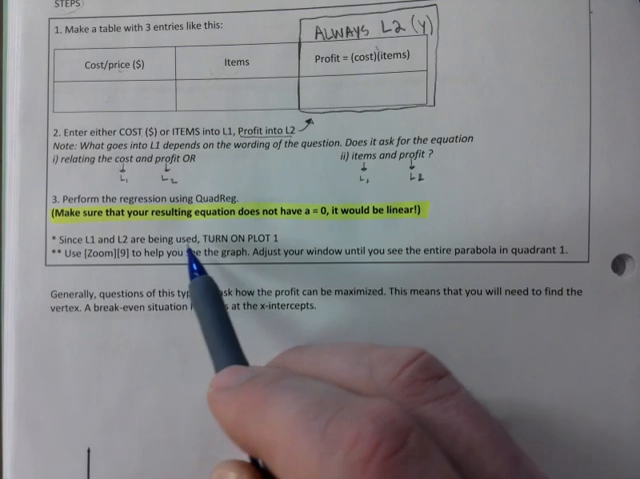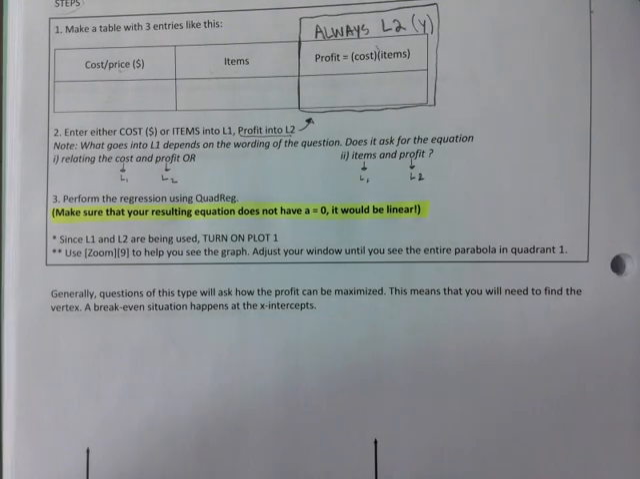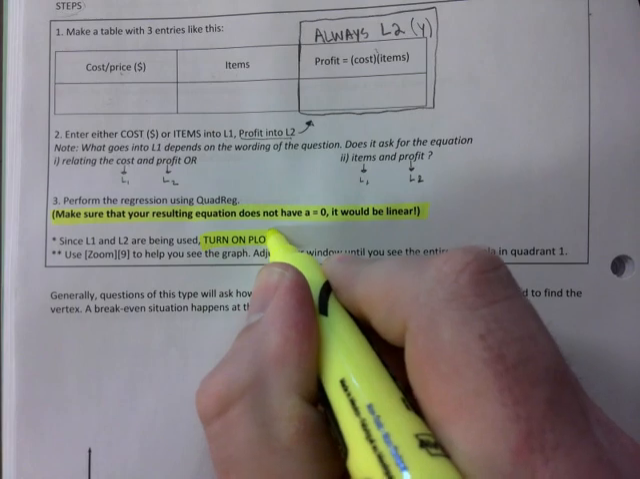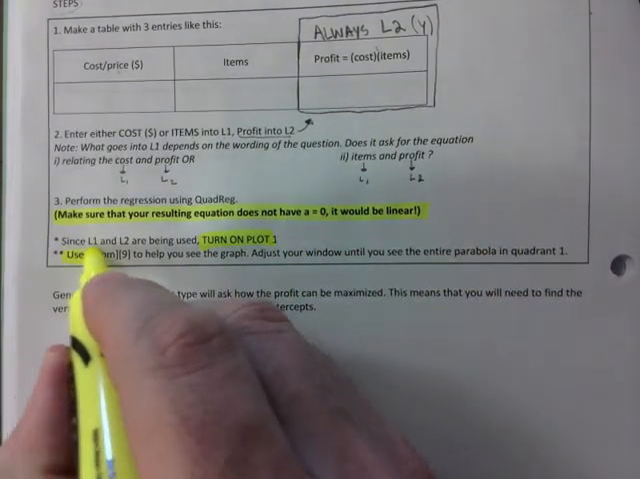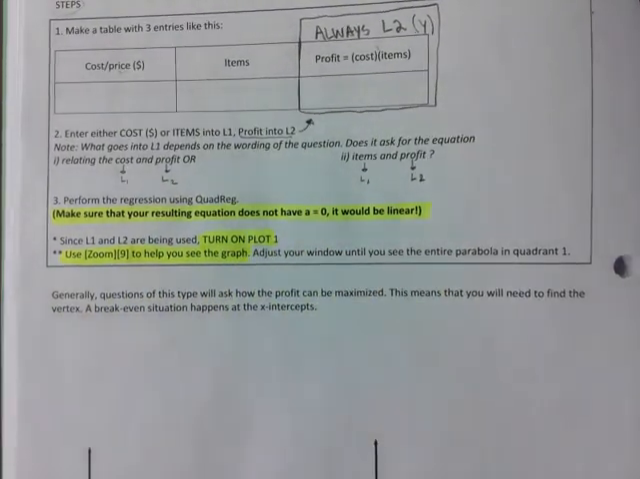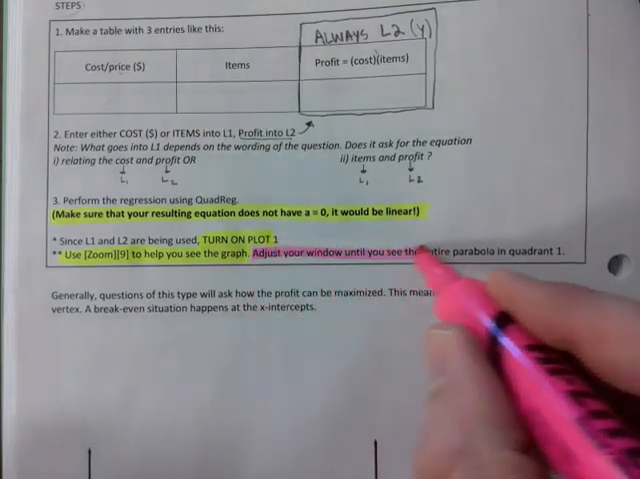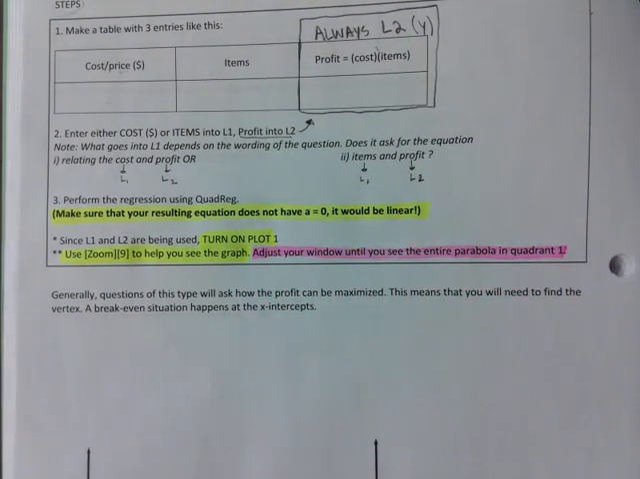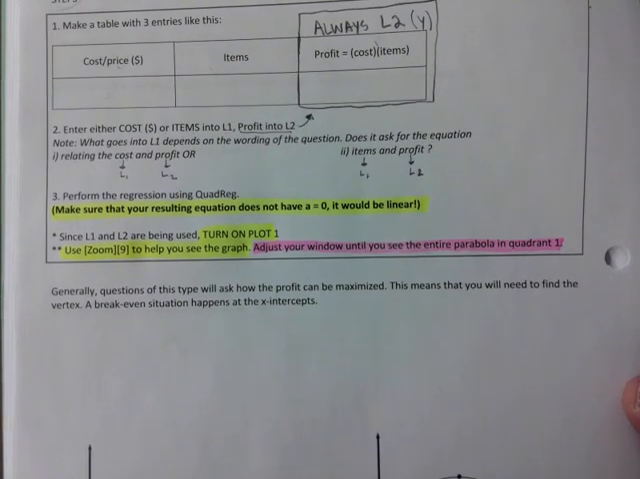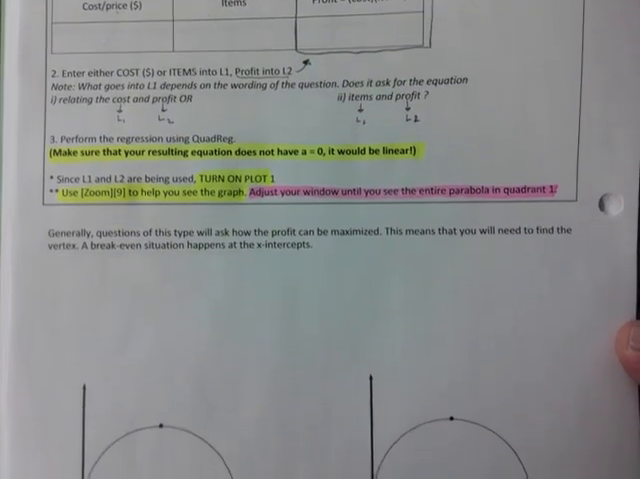Since L1 and L2 are being used, turn on plot 1, okay? I would suggest that. And then use Zoom 9 to help you see the graph. But you have to adjust the window until you see the entire parabola. Okay? You want to adjust your window accordingly, because Zoom stat doesn't necessarily solve your problems. Okay, so a couple more things here.